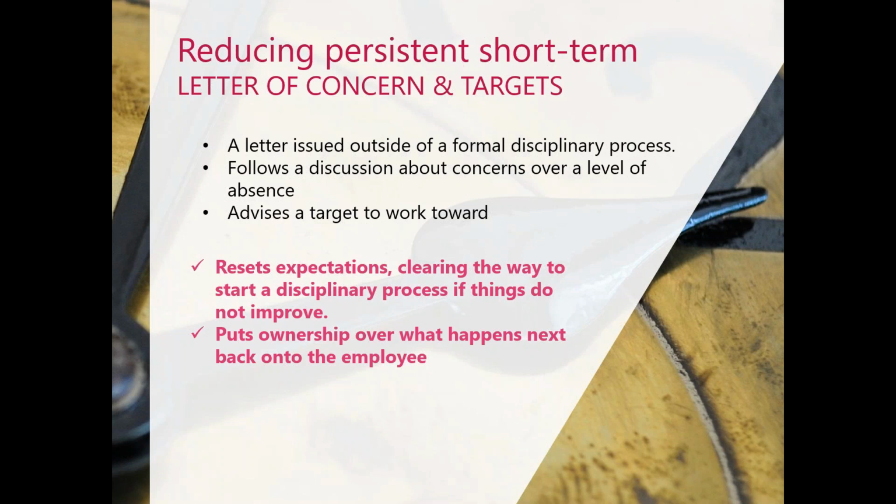They will follow a discussion about concerns over a level of absence. So if you haven't been able to track and monitor absence, but you know yourself that this has become an issue, you can sit down with this individual, talk to them about what might be going on, any patterns that you've noticed, and whether or not they think there could be any reasons for that. And if there are no contentious or underlying issues, you might follow up that conversation with a letter such as this. And as part of it, you can advise a target that the employee should work towards.